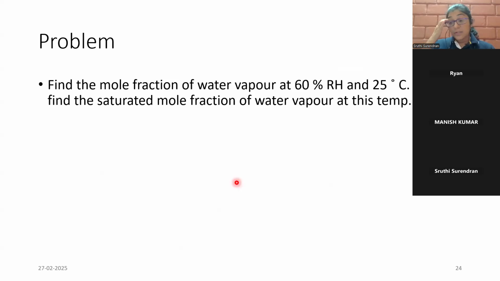So the answer for the actual vapor pressure is 0.0189 moles per mole. How will you find the saturated vapor pressure at 60% RH?